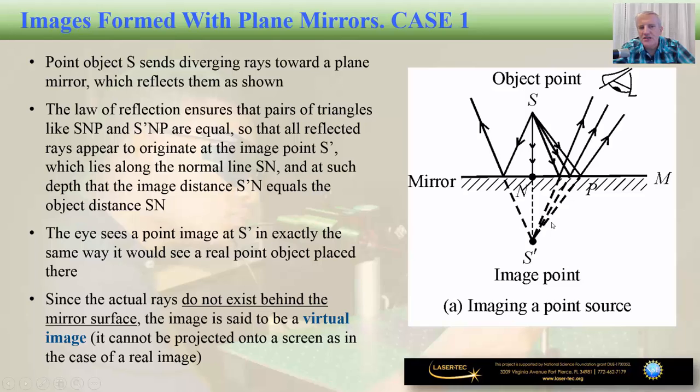It's also important to mention that the actual light rays do not exist behind the mirror surface. These dotted lines are not the actual light rays, but extensions. Since the image is created by light rays that are not real, we say that this mirror image is virtual. In other words, it cannot be projected onto a screen as in the case of a real image. As we move through this lecture and some of the subsequent lectures, you will learn that images can be either virtual or real, and in this specific case of a planar mirror, the images are virtual as already explained.